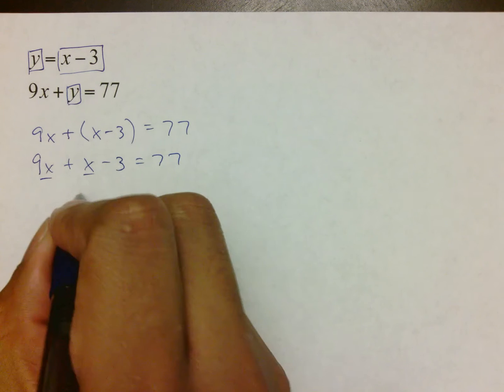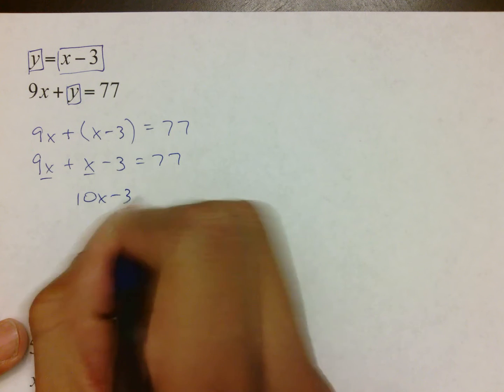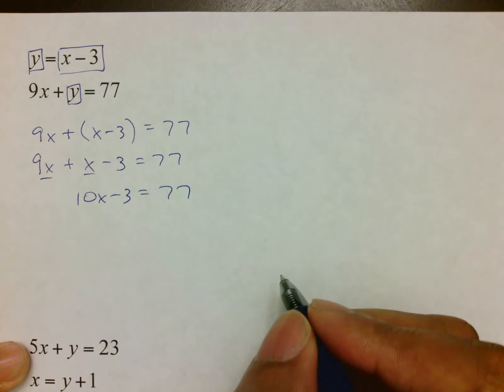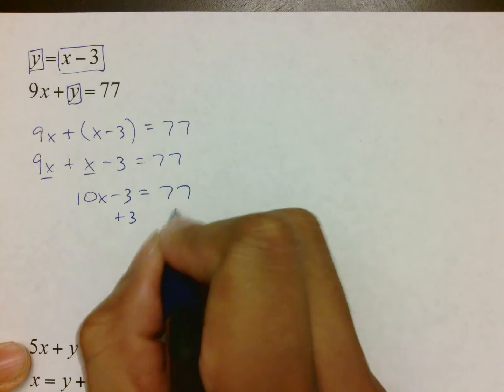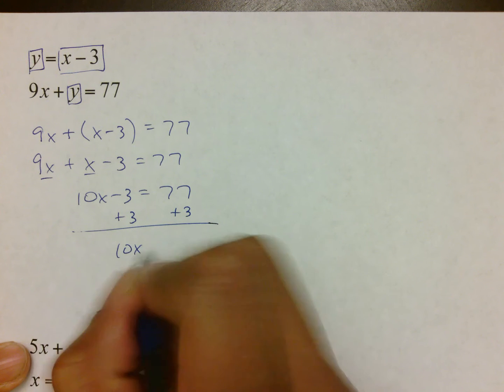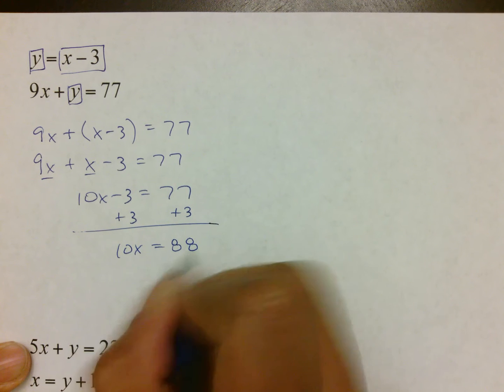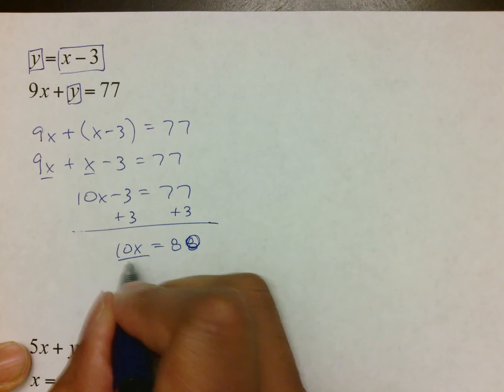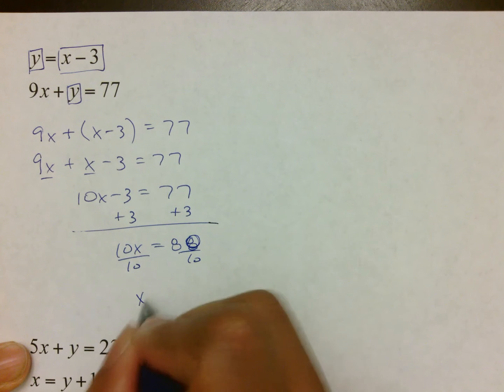You then put your 9x and x together to get 10x minus 3 equals 77. And from there, again, you do your algebra again. 10x equals 80. You divide by 10 to get x is 8.